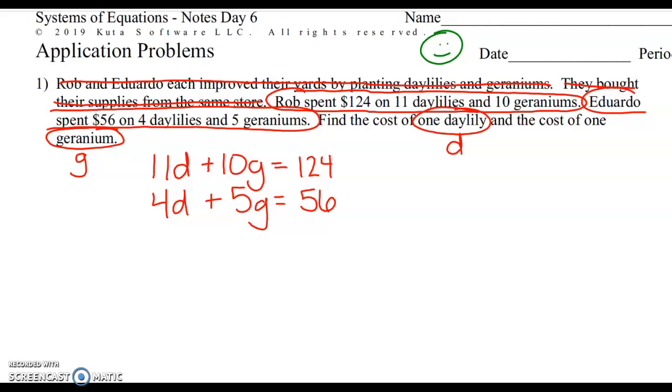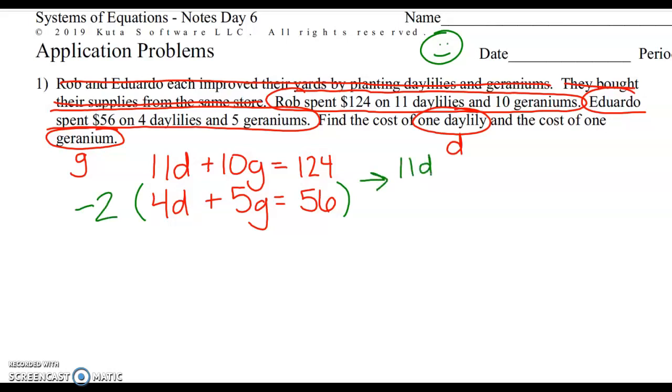Now you could solve this using the graphing method, but that would be tough because you need graph paper, and since it's a real world problem, you've got numbers like 124, so you'd have a pretty big graph. You can do substitution or elimination is what I would recommend. I think they're basically set up to do elimination. Because here I see 10 and 5, I know the opposite of 10 is negative 10, and I can multiply 5 by negative 2 to get it to be negative 10.